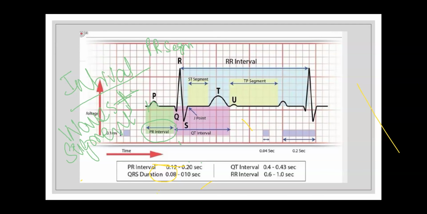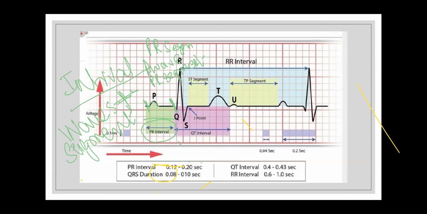It starts from the beginning of the atrial depolarization, from the start of the P wave, till the start of ventricular depolarization. This is called the PR interval, which is very, very important, especially when you are dealing with questions like blocks, heart blocks, and we will discuss them. So the PR interval contains P wave plus PR segment.